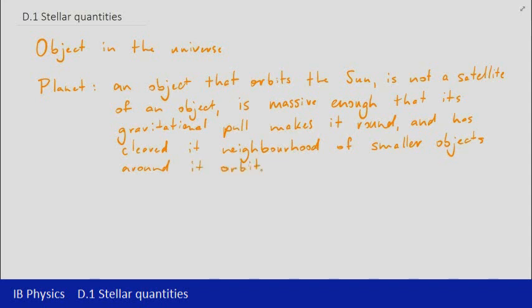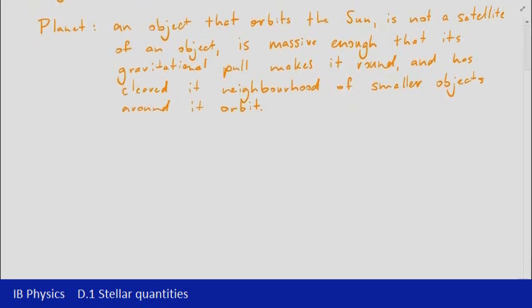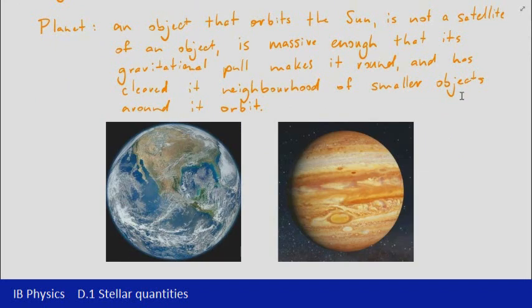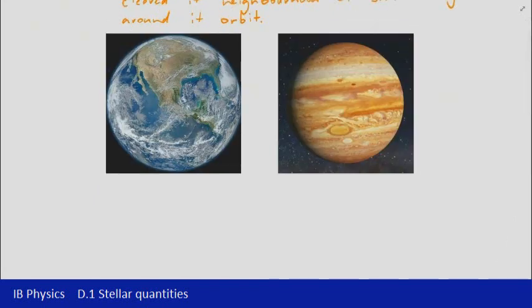Like I say, there's a few aspects to it. It orbits the Sun, not a satellite, massive enough that its own gravitational pull makes it round, and cleared its neighbourhood of smaller objects in and around its orbit. So the examples you can see there being the Earth and Jupiter.